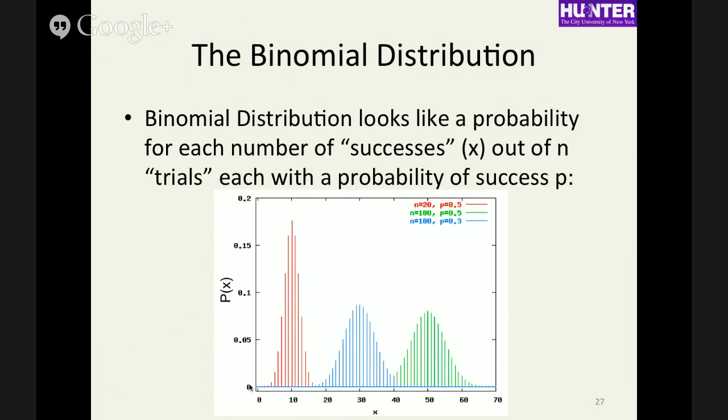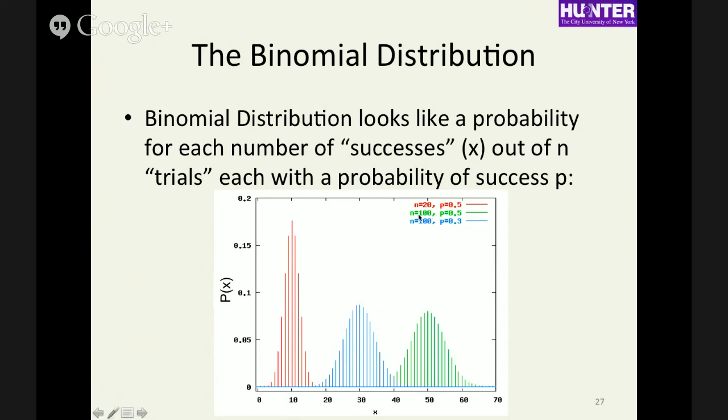So it's a discrete distribution, unlike the normal distribution where any values are possible between plus and minus infinity. Here there's only a certain set of values that are possible between 0 and 20.